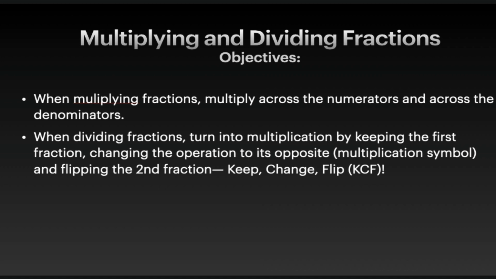When multiplying fractions, you multiply across the numerators and across the denominators, and of course you'll simplify whenever possible. When dividing fractions, you're going to turn it into multiplication by keeping the first fraction, changing the operation to its opposite. In this case, since it's division, we'll turn it into multiplication, and then flip the second fraction upside down. So let's go ahead and begin this lesson.